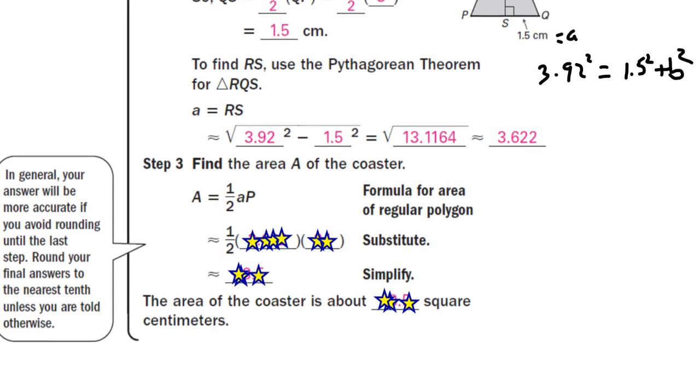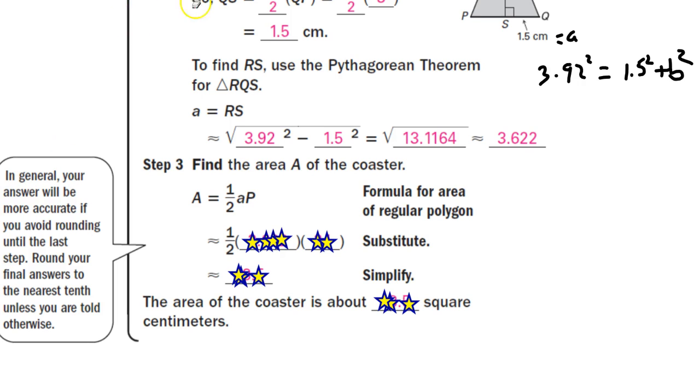Okay, so now we have all the information we need to use our formula. We have the apothem, and we have the perimeter. One half times the apothem times the perimeter, when we multiply it all out, is approximately 43.5. So the area of the coaster is about 43.5 square centimeters.